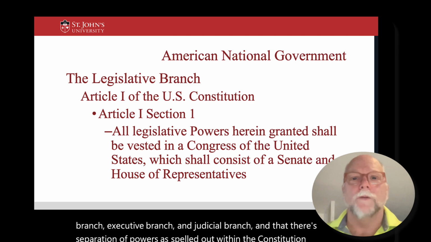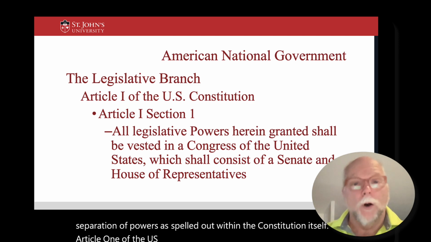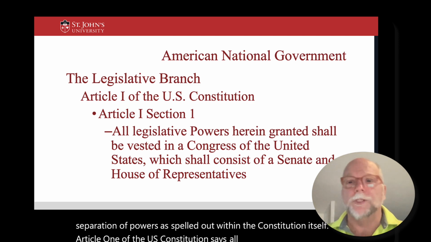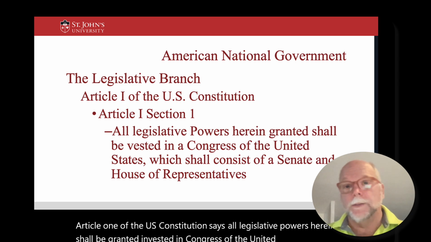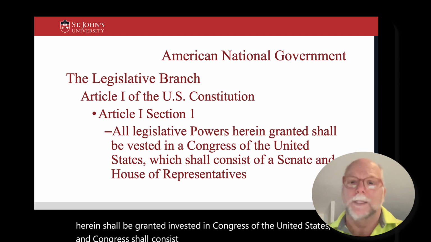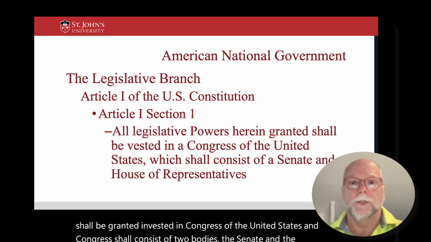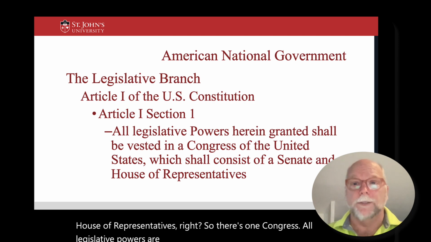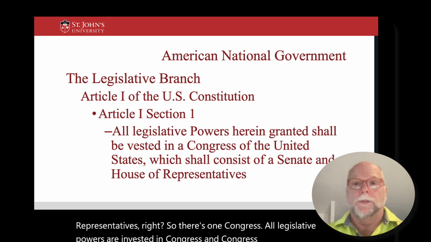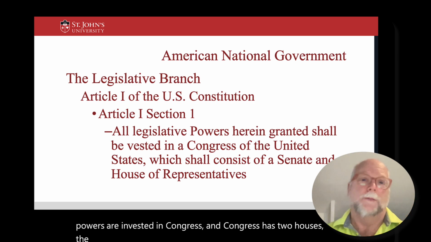All right, Article 1 of the U.S. Constitution says, all legislative powers herein shall be granted and vested in Congress of the United States. And Congress shall consist of two bodies, the Senate and the House of Representatives. All right, so there's one Congress. All legislative powers are vested in Congress, and Congress has two houses, the Senate and the House of Representatives.